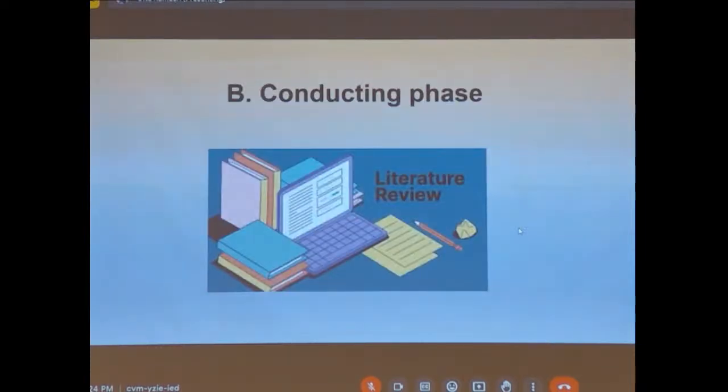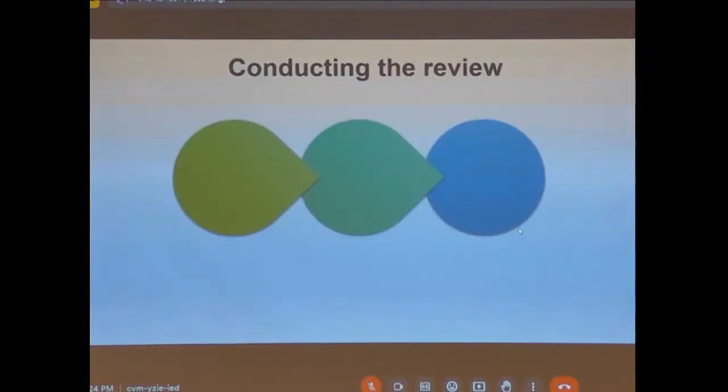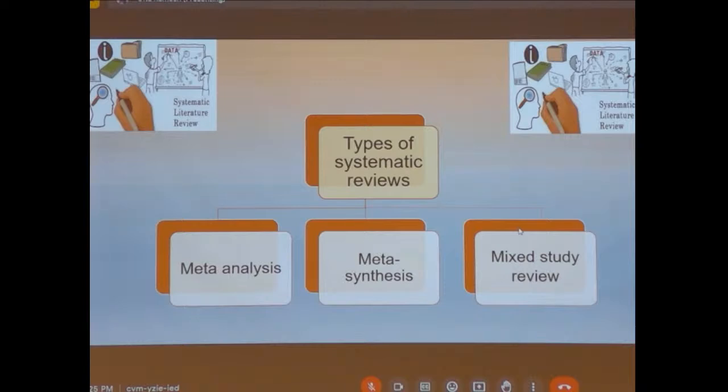The second part of the systematic review is the conducting phase, where you actually do the review of literature. In this, the data which is collected, what you will do is analyze. So, in systematic reviews, you will do meta-analysis, you will do meta-synthesis, or you will have a mixture of both meta-analysis and meta-synthesis. That is why it is the highest evidence scientific presentation.